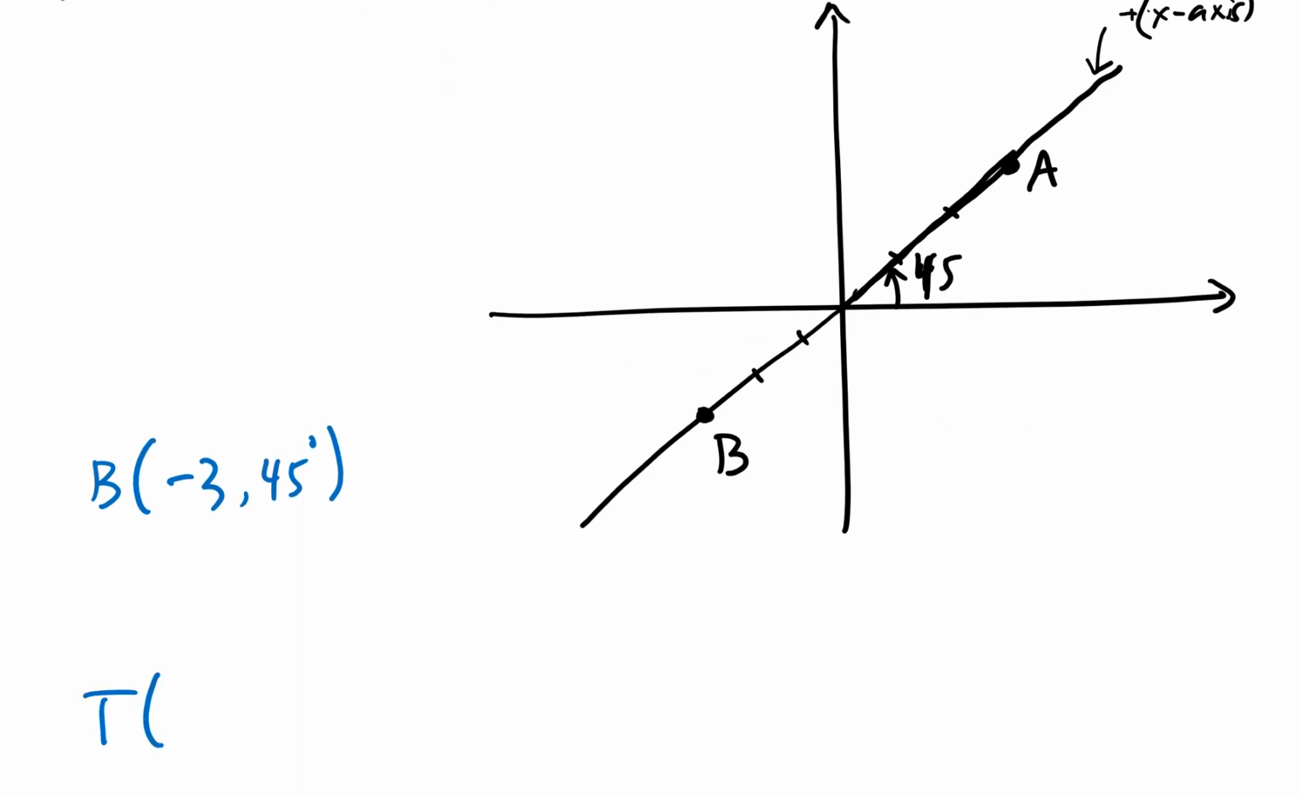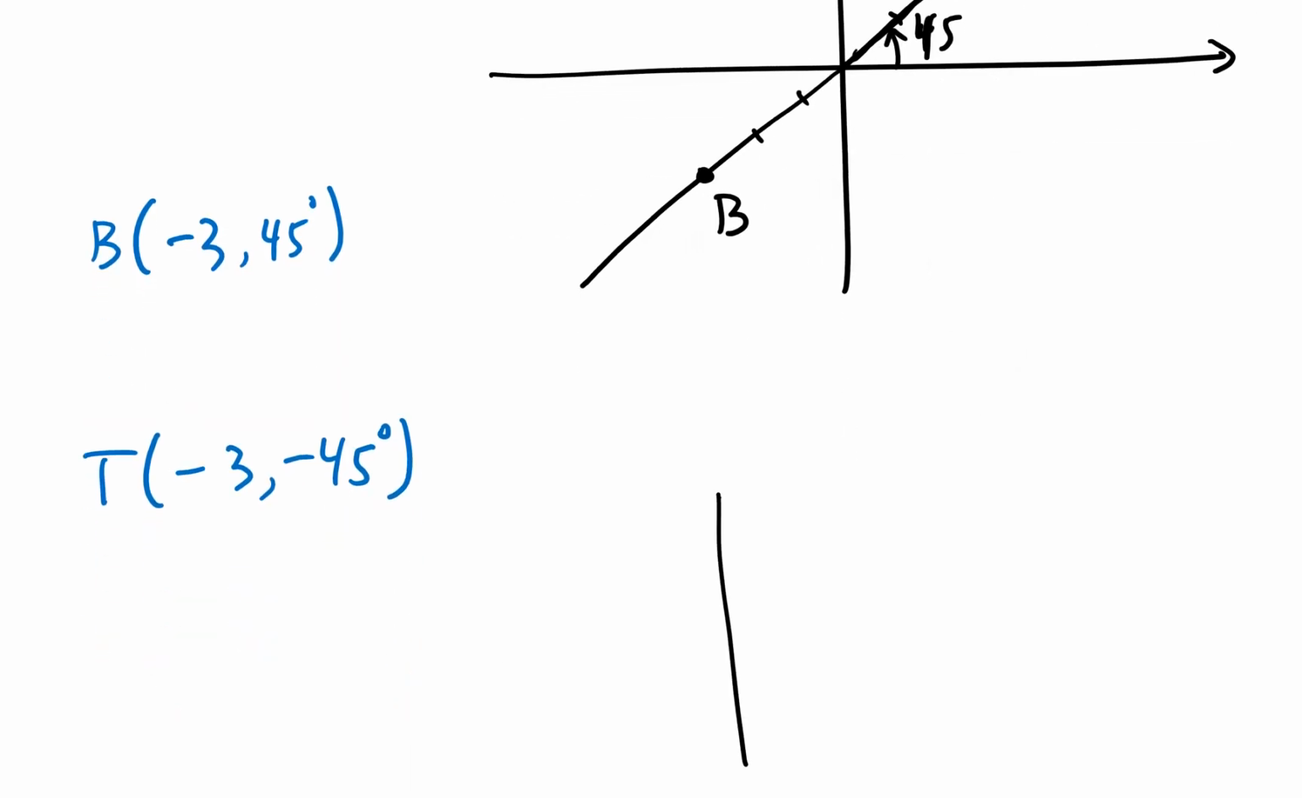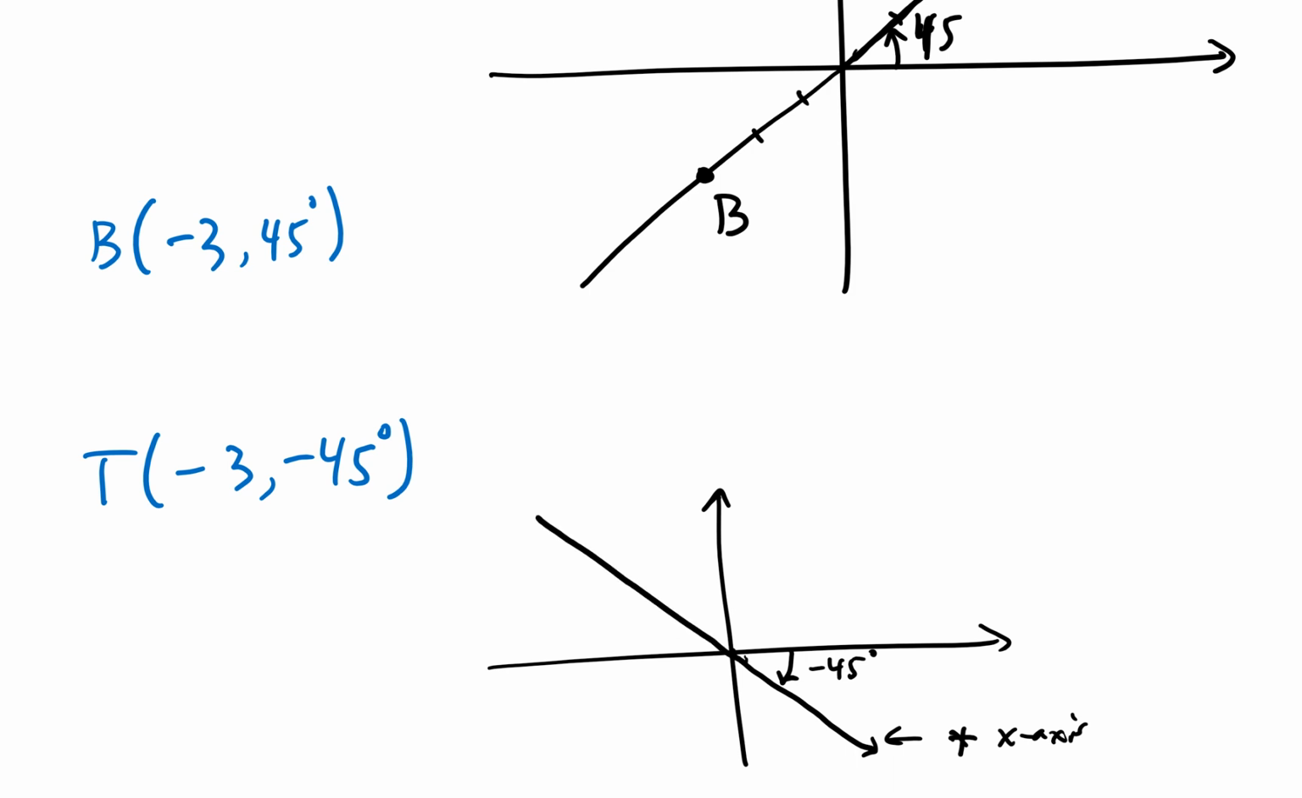How about if we change it to negative 3, comma, negative 45? Both of them are negative. I'm going to plot this point. First, I start with the negative 45 degrees. Now, when I drew this, that's like the positive x-axis. But they said negative 3, so you're going to go the other direction, that's C.